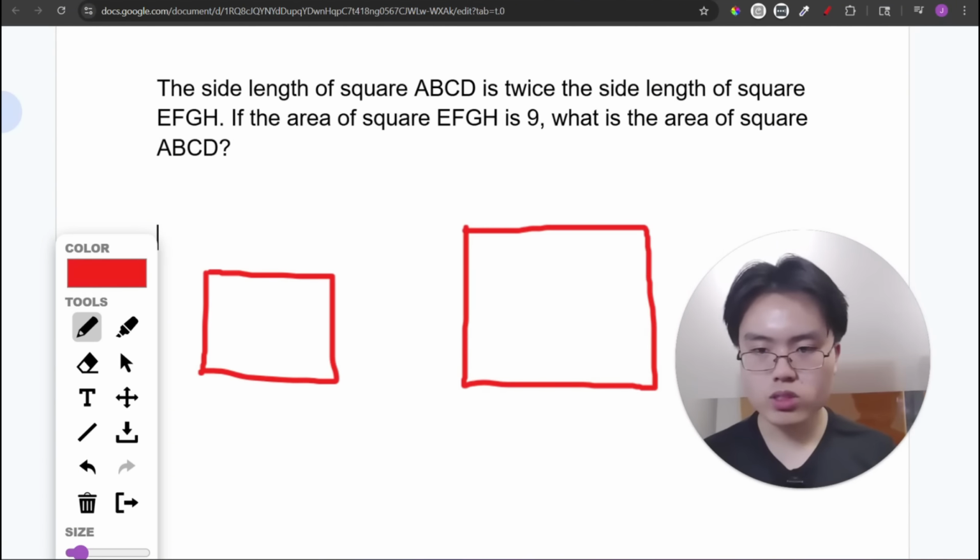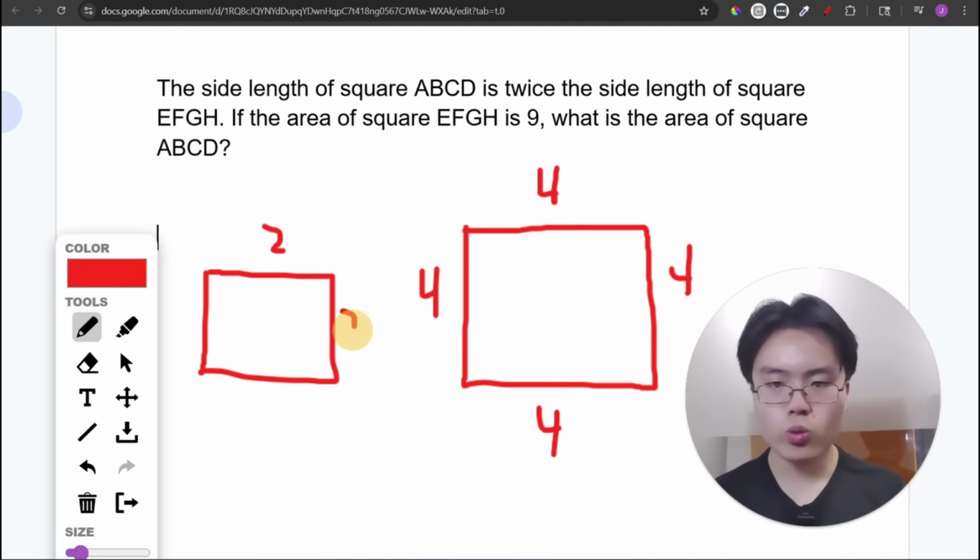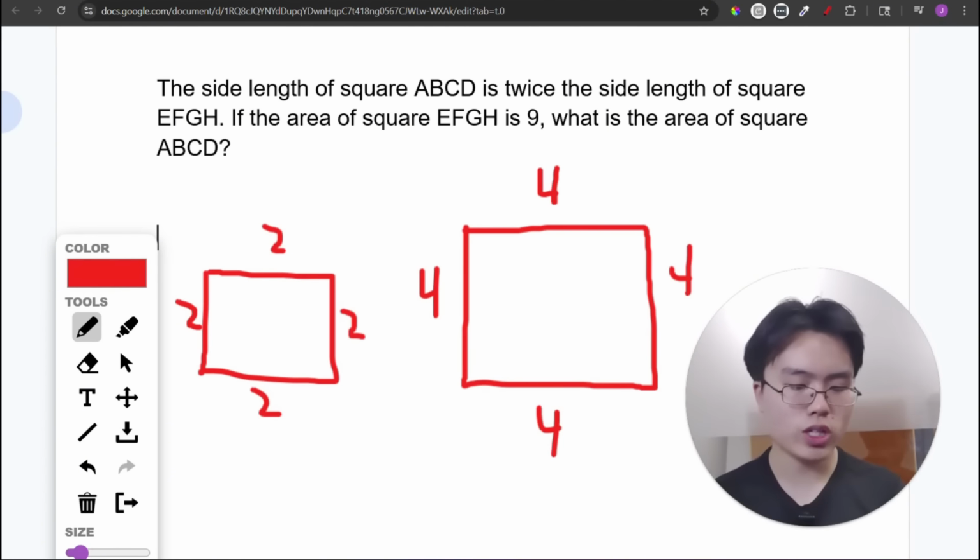Okay, so let's first talk about finding the scale factor. Let's say this was 4 and this was 2. They're just squares, right? So all the sides are the same. This is all 4s, and then this is all 2s. So what is the scale factor between these two shapes? And again, the scale factor is what you multiply to the small shape to get to the big shape.